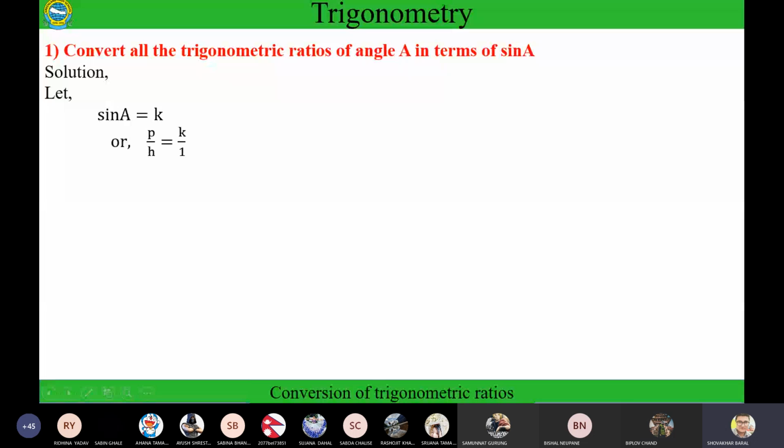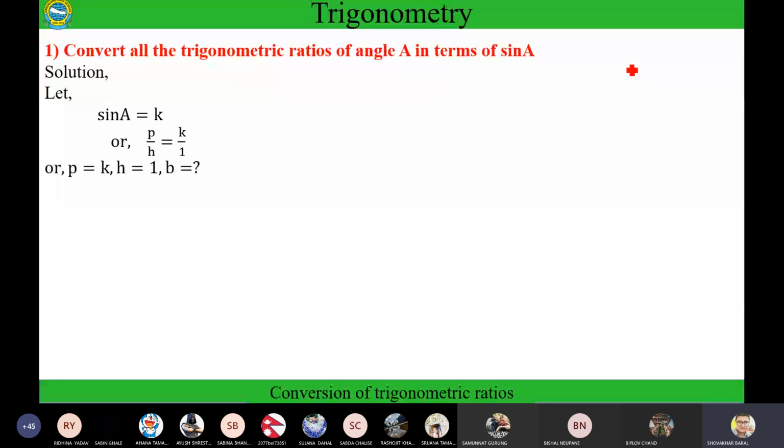So let's continue. P by H is equal to K by 1. Actually, it is P by H is equal to K, but if there is nothing in the denominator, we can simply replace it by 1. So P by H is equal to K by 1. So let's compare the respective values in the numerator and the denominator. Since this is a variable, we can write P is equal to K, H is equal to 1, and B is equal to what? But this cannot always be the same case here.